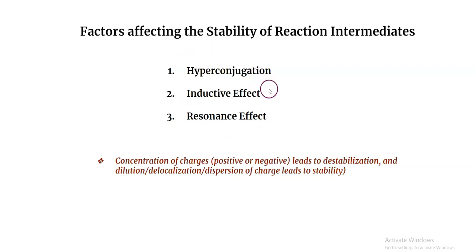Or whether these three factors are diluting the charge, delocalizing the charge, dispersing the charge, which means they are making the carbocation, carbanion, and free radical more stable. Just keep this in mind. Concentration of charge, enhancement of charge will lead to destabilization, making it more reactive, and dilution, delocalization, and dispersion of charge will lead to stability by making it less reactive.